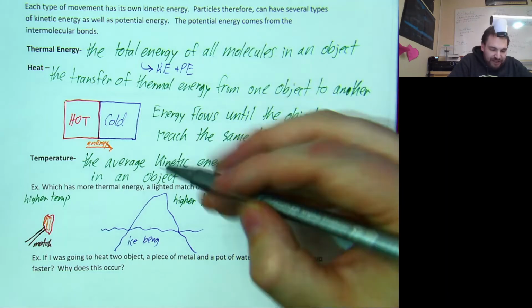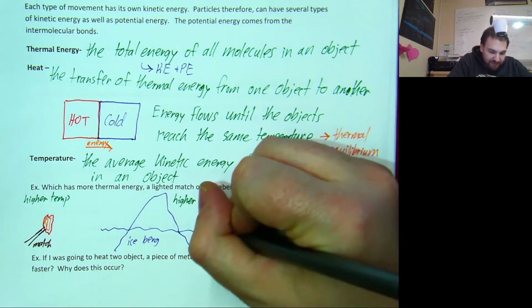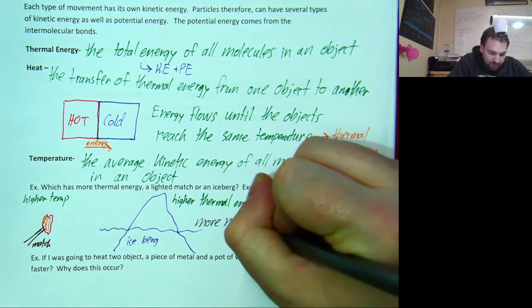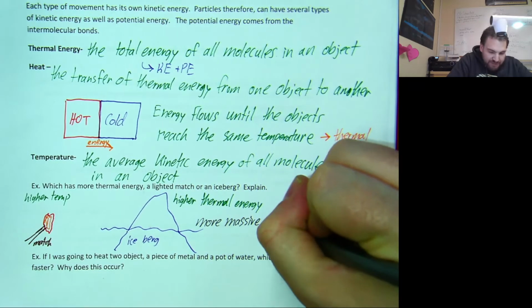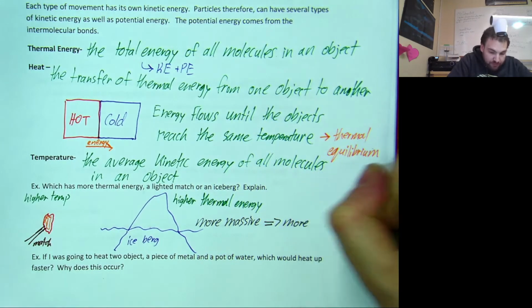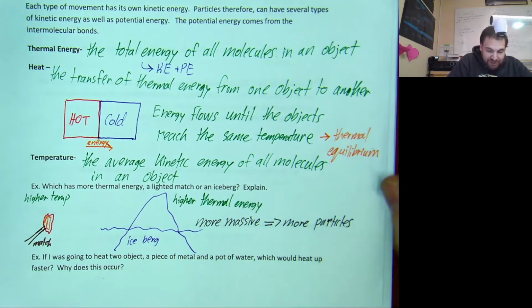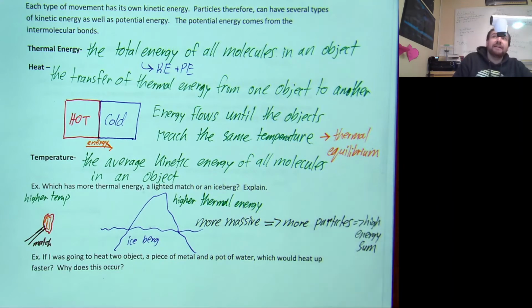Okay? So this is more massive, which means more particles, which implies a higher energy sum. Is how I'll say that.